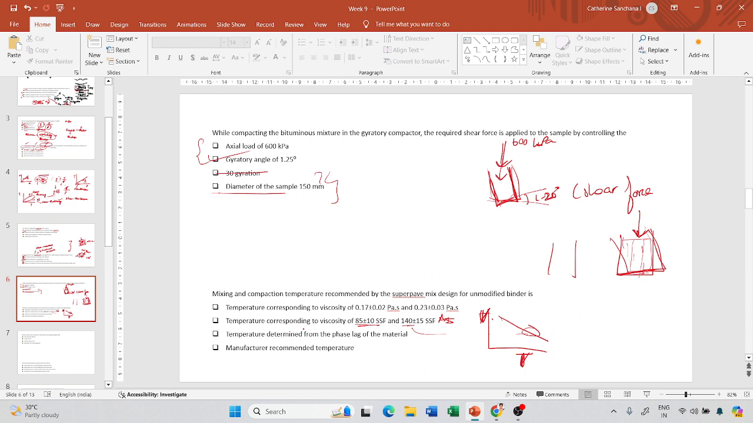So now, after the Asphalt Institute, the next method which came into existence was the rotational viscometer, where you measure the viscosity.